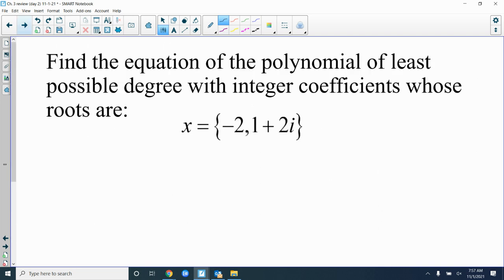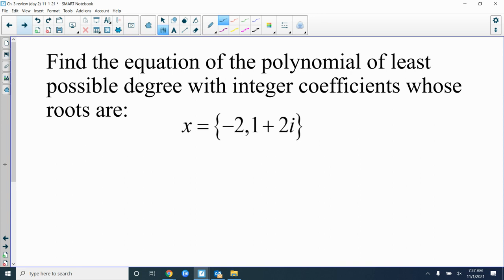Okay. All right, now find the equation of the polynomial of least possible degree with integer coefficients whose roots are -2 and 1 plus i. Now, I want you to expand this, not leave it in factored form. So you need to write it as, in this case, a cubic, like 3x cubed plus 2x squared minus x plus 5, whatever. You need to write it that way.